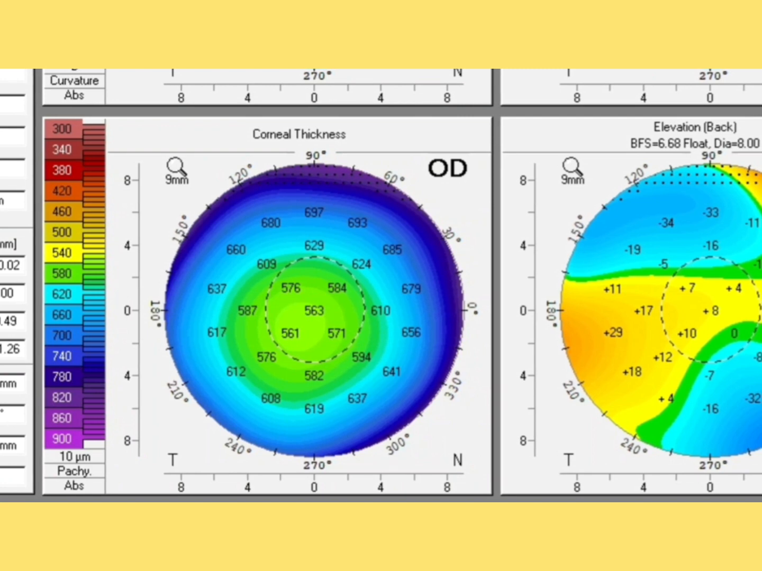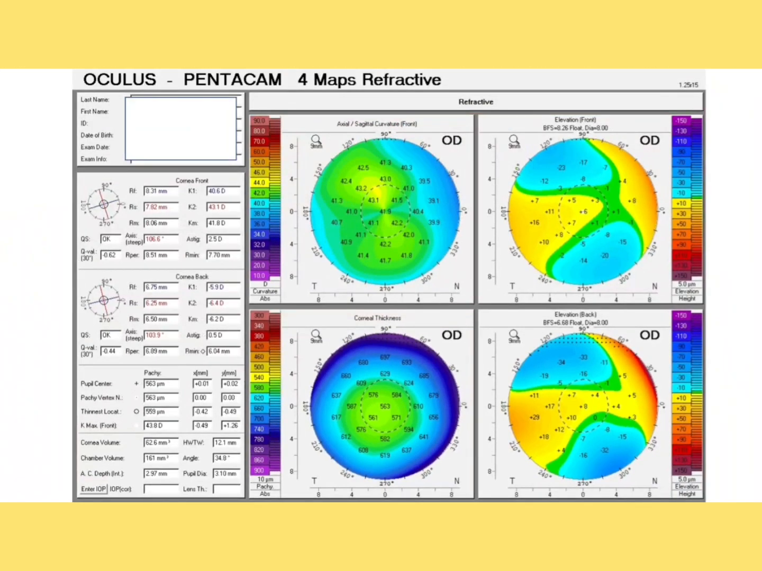Then if you see this corneal thickness map, here if you see the corresponding points, here 629 and here 582, and the difference is more than 30, which indicates that yes, something abnormal is there. Now you will see most of the values are within normal limits, but some values are abnormal. So this can be a case of forme fruste keratoconus.